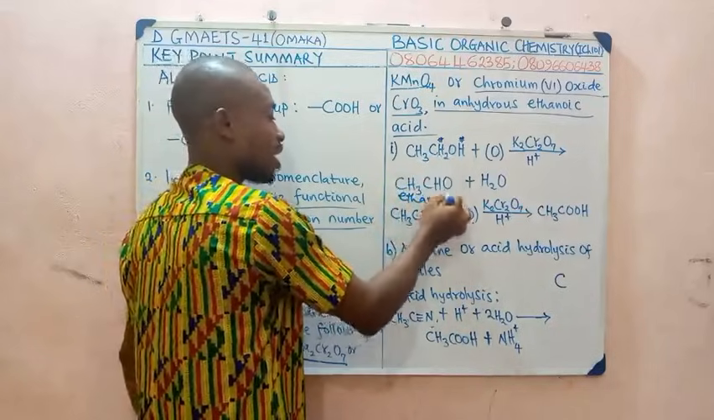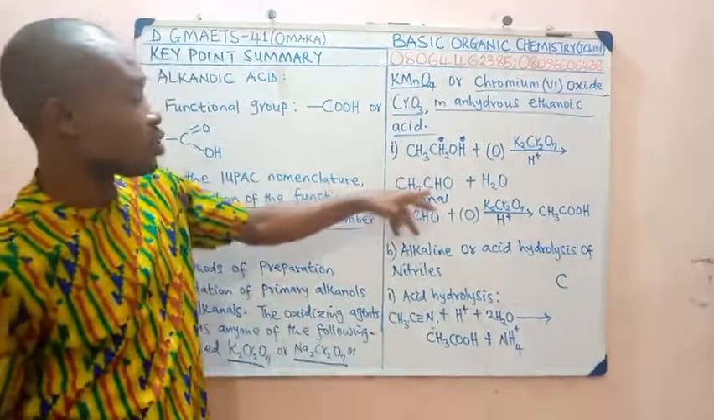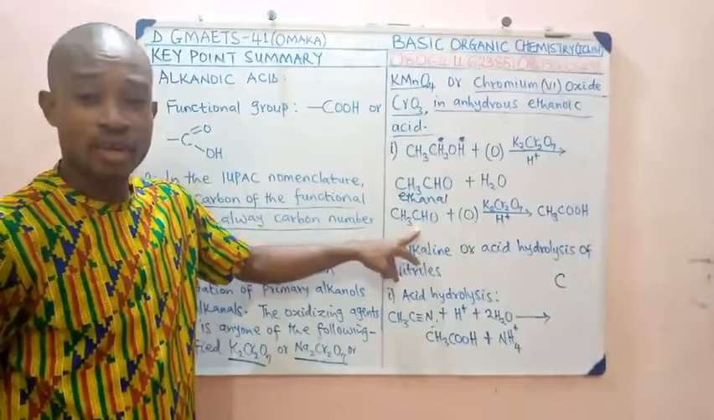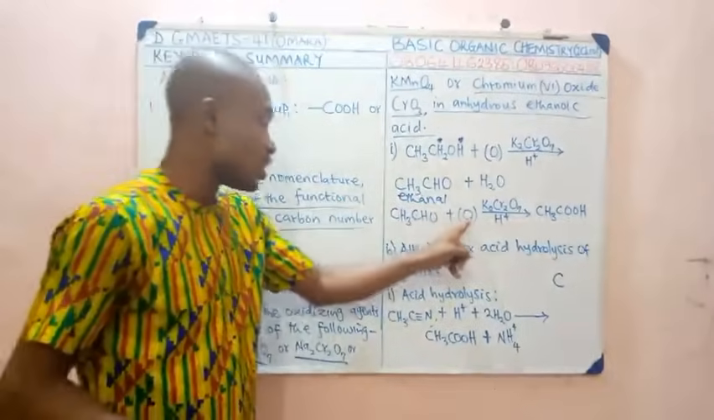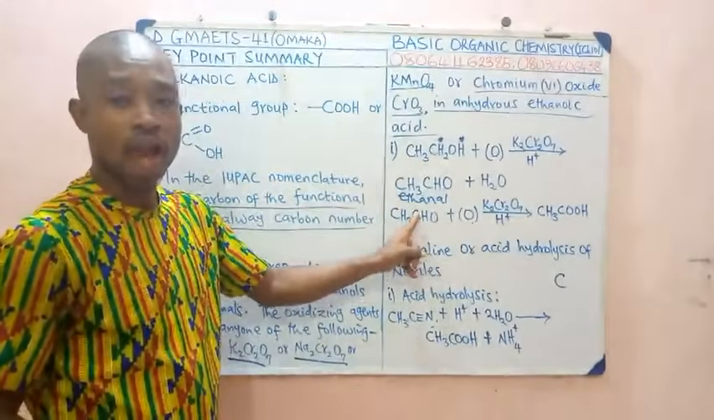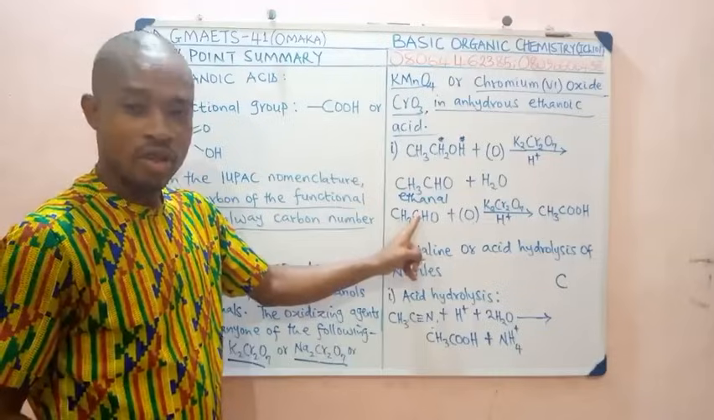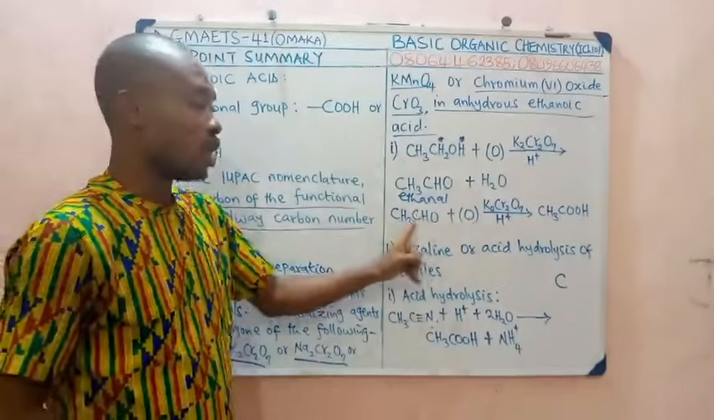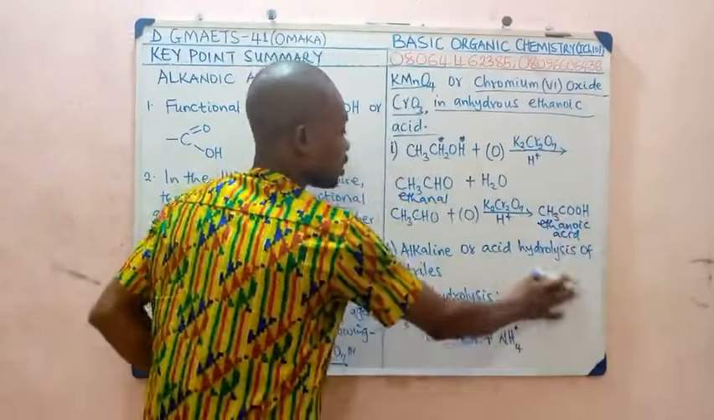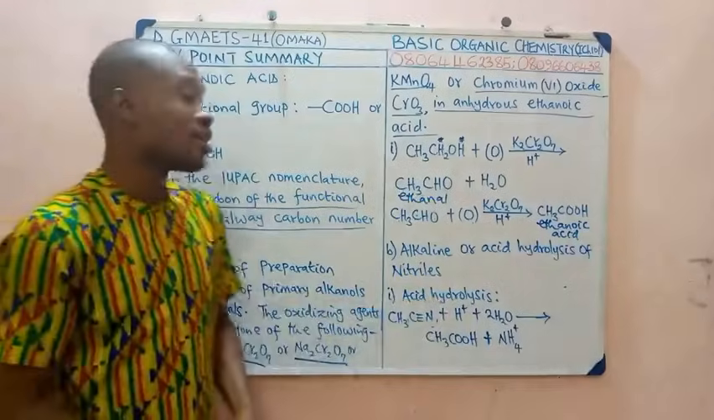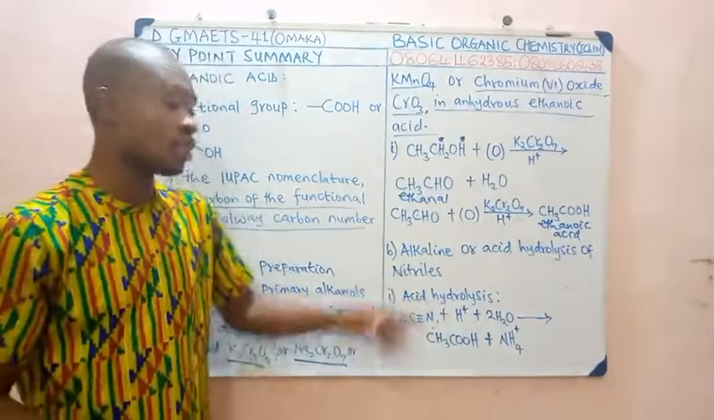The name is ethanal. The next step now is to oxidize this ethanal. Are you following? Which will now produce the alkanoic acid. What happens here is very simple. Simply, this oxygen will be introduced to this carbon, to make COOH. And this is our ethanoic acid. So that's that, alright? Now, let us look at the next one, alkaline or acid hydrolysis of nitriles.